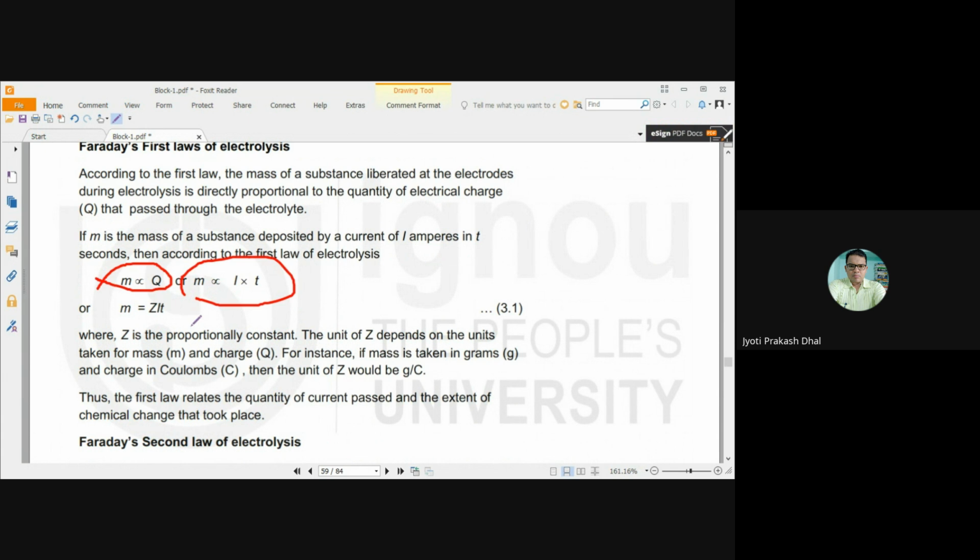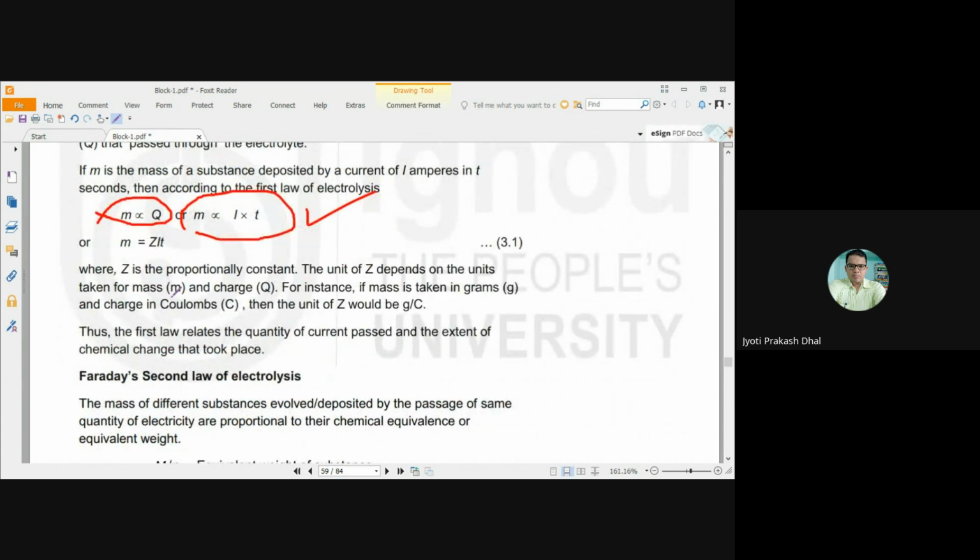Now M is directly proportional to Q, or M is directly proportional to It, or M equals Z I t, where Z is the proportionality constant, and the unit of Z depends upon the unit of the mass and the unit of the charge.